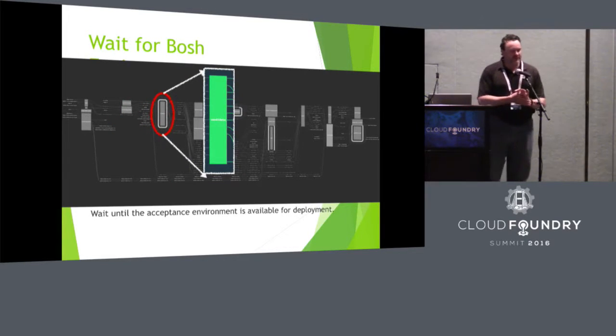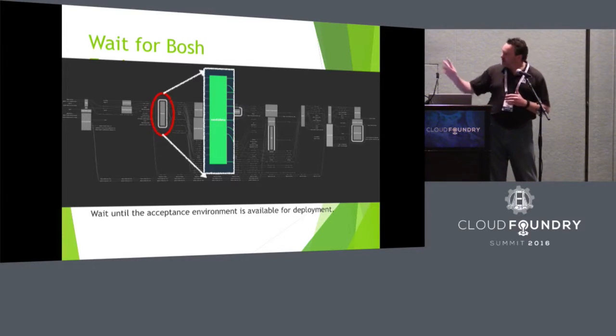So one of the things is we have one main acceptance environment in our CI pipeline, and that environment is called, right now, Catchup. And so part of deploying to Catchup is we need to deploy a new CF release and a new Diego release. But we're also running a bunch of different types of tests against that. So we want to make sure that we don't interfere with running tests while we're redeploying the environment.